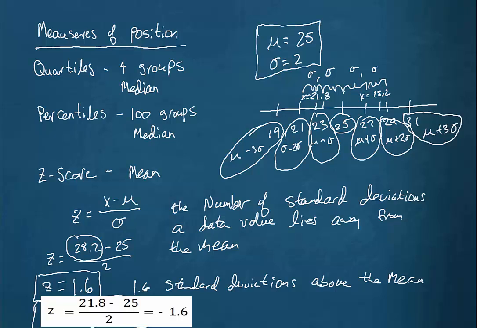And if I take a smaller number and subtract a larger number, I'm going to get something that's negative, and the standard deviation, of course, is always positive. So what we would say here is that the data value 21.8 is 1.6 standard deviations below the mean.